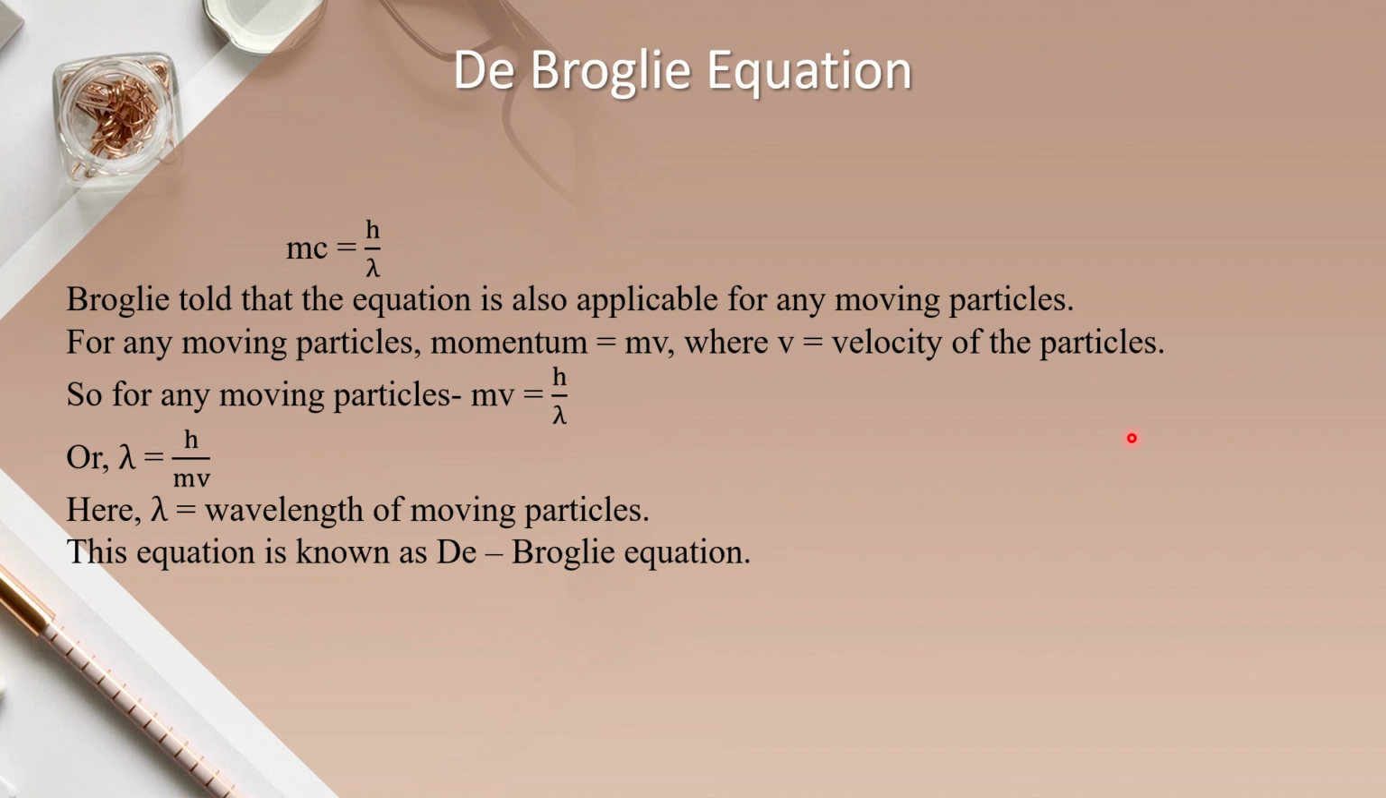This equation is not only for an electron or only for light. This equation is for every moving particle. That is, the wavelength of a moving particle, lambda equals h by mv, where m is the mass of the particle and v is the velocity of the particle.